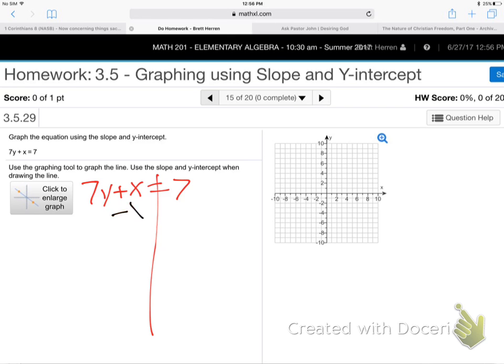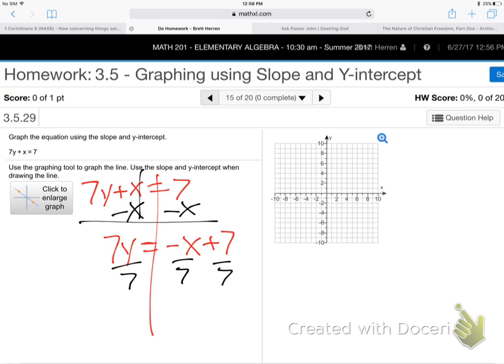I'll do a couple steps with you. Y is saying I want to be alone, like it's always saying. 7y is minus x plus 7. Good so far. And then we got to get rid of that 7 in front of the y. So divide through by 7. So y equals minus x over 7 plus 7 over 7, which is just 1. Good to there? Got y alone?